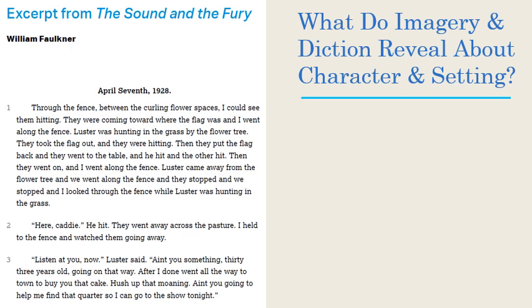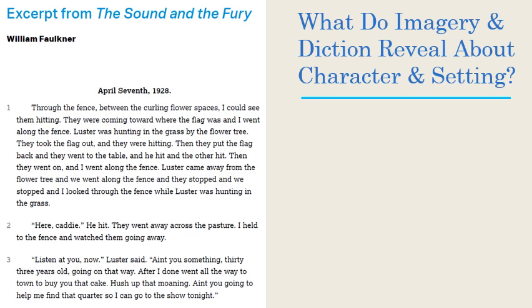So what we should be asking ourselves for this activity is, what do imagery and diction reveal about the character and the setting in this case? So even though this is a really short example, we actually learned quite a bit about the character and the setting here. So this is the excerpt from The Sound and the Fury from William Faulkner.